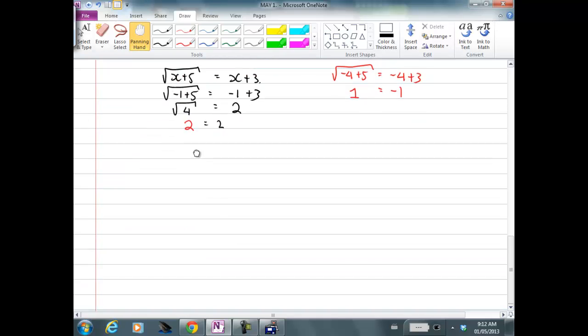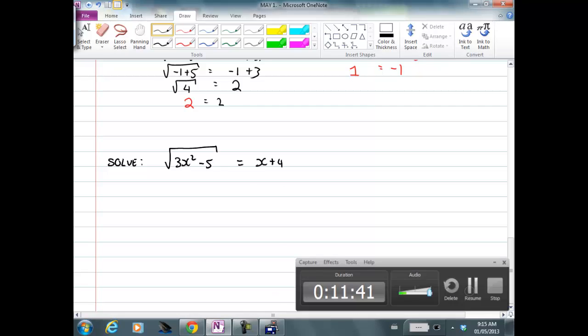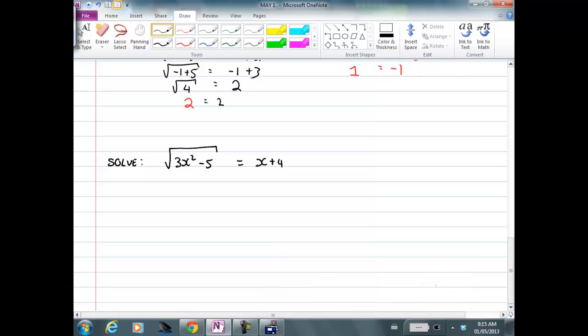Okay. Very simple. You're going to do this 2 forms again. Solve algebraically and graphically. You choose which one you want to do first. I'm not going to tell you. So I'm going to have square root 3x squared minus 5 equals x plus 4. Again, I'm going to pause it. I'm going to show you the first few lines in case you're lost.